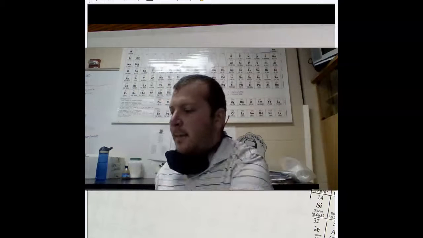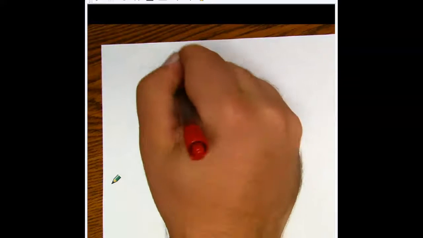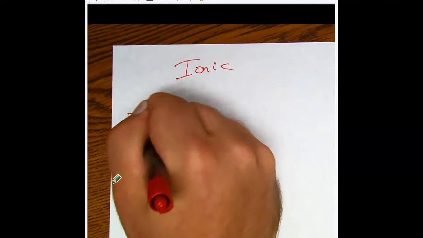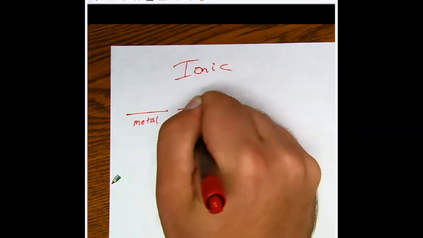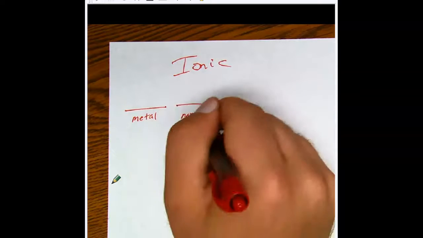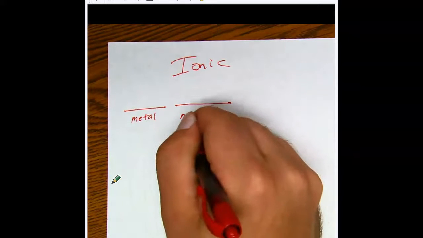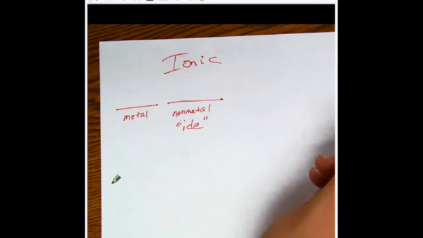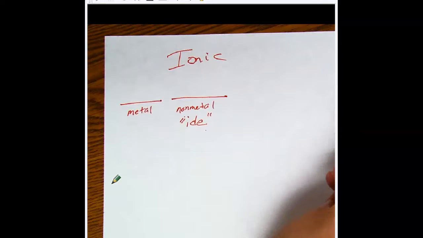So to start off, I am going to get a piece of paper here. Ionic compounds have two different things, and this is what we're going to be looking at. Ionic has a metal and a non-metal. What you're going to do is write the name of the metal and the name of the non-metal. However, the non-metal is going to end in IDE. As you notice, there are no prefixes. Well, that's kind of nice. It makes it a lot easier.